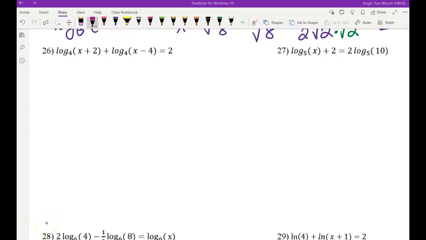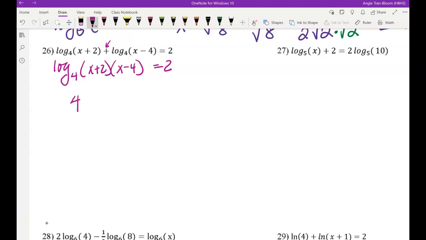All right, example 26 says log base 4 of x plus 2 plus log base 4 of x minus 4 equals 2. Whoa, 2 logs on the left and no log on the right. So not fair, but that's okay. Since this is an addition, we need to condense. So log base 4 of x plus 2 times x minus 4 equals 2. Since we only have 1 log on the left and no log on the right, we need to rewrite it as an exponential function.